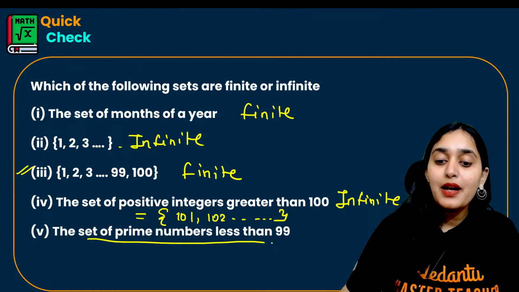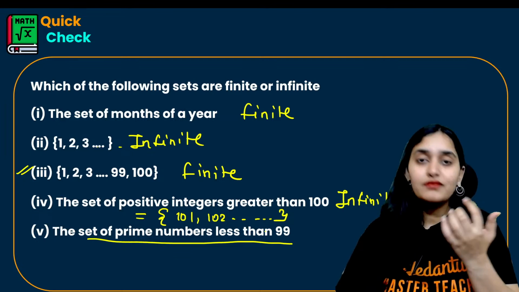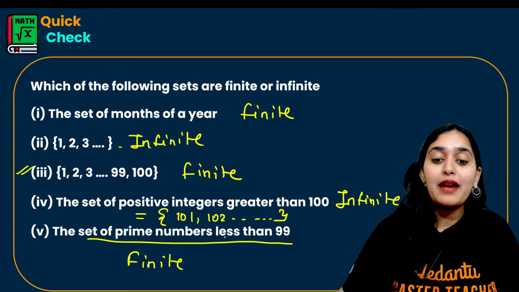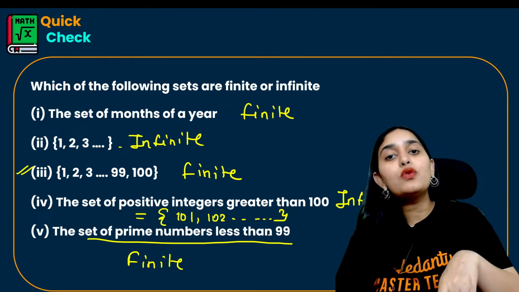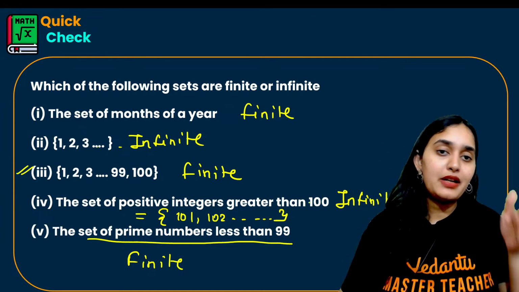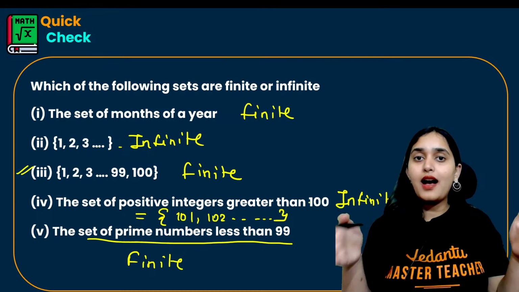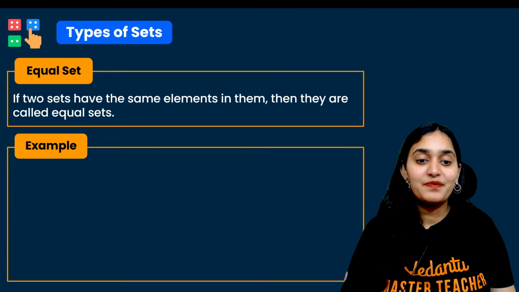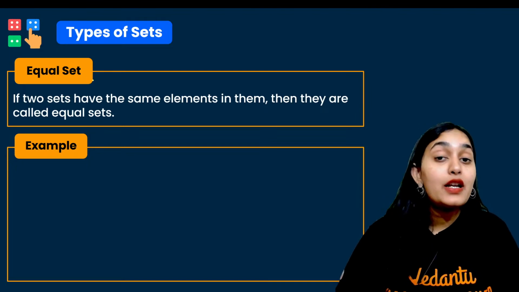Set of prime numbers less than 99, of course finite, because prime numbers start from 2. So they are finite only, na? Between 2 and 99, you can count how many prime numbers are there, right? Awesome. Next is equal sets.